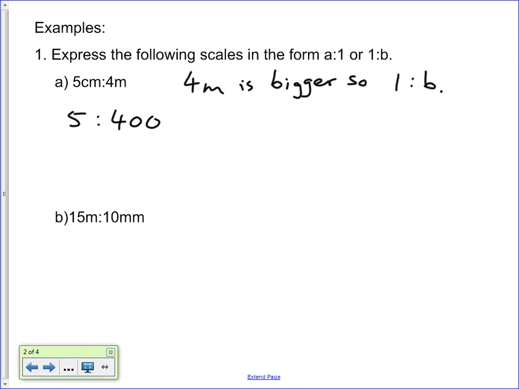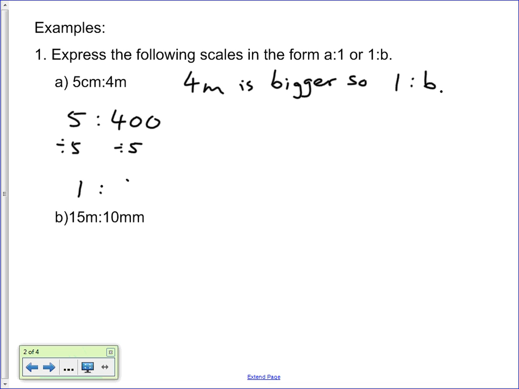But I want it in the form of this. I want it in 1 to something. Alright, I want the left-hand side to just be 1. How do I go from 5 to 1? What do I need to do with this ratio? Divide it by 5. So divide both sides by 5. Alright. So I'm going to get 1 to something. What's going to be 400 divided by 5?